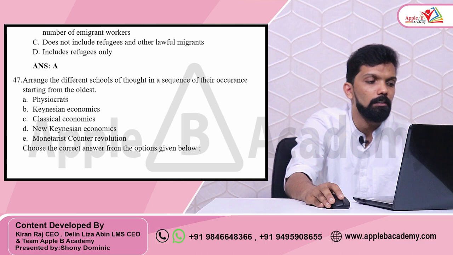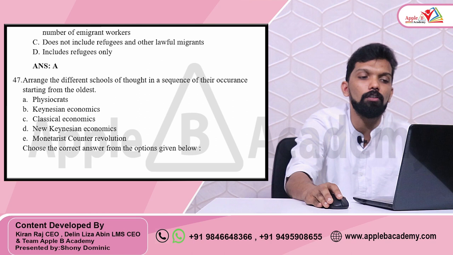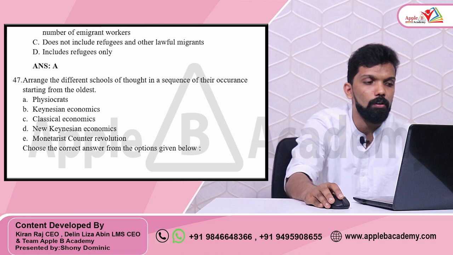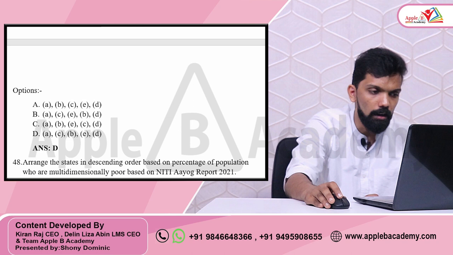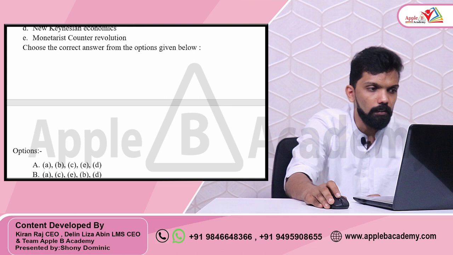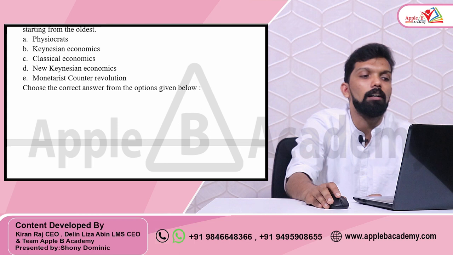Question number 47, arrange the different schools of thought in sequence of their occurrence starting from the oldest. Okay, different schools of thought are given: physiocrats, Keynesian economics, classical economics, new Keynesian economics, monetarist counter revolution. So the right answer for this question is option D, in which first one is physiocrats, second one is classical economics, third one is Keynesian economics, fourth one is monetarist counter revolution, last one is new Keynesian economics. Okay, so the right option is option D.